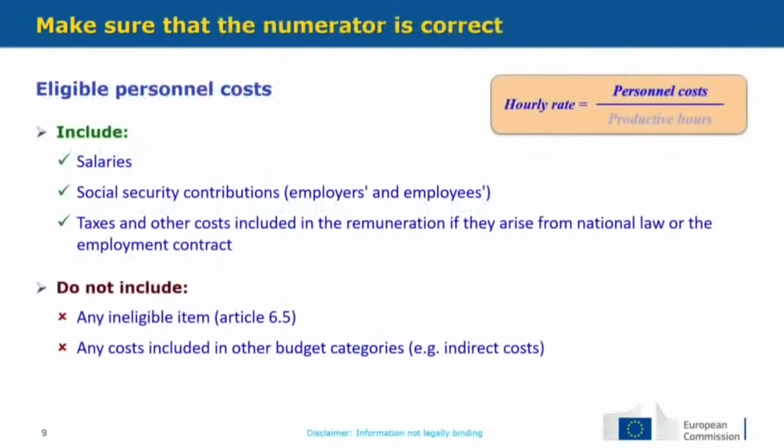For the numerator part now, for the personnel cost that you can include to calculate the hourly rate, the eligible personnel cost may include, as I was saying earlier as well, the gross salaries and the social security contributions, the employers' and employees' contributions.